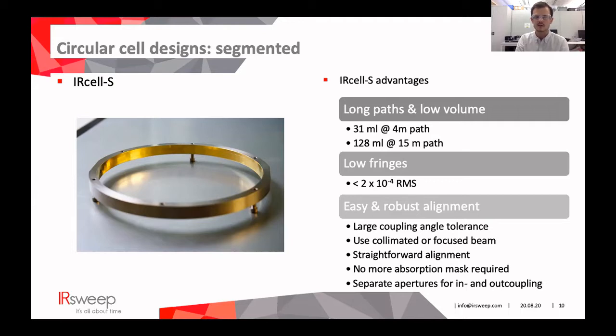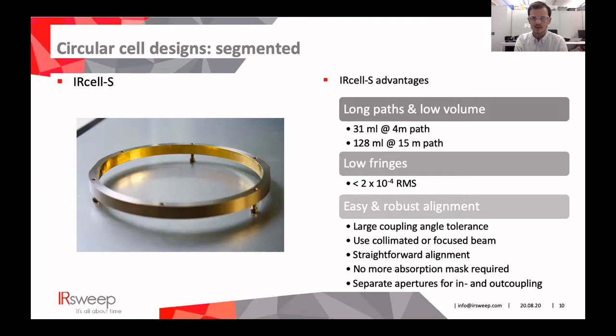The coupling angle tolerance is quite large. It's actually a large fraction of a degree, compared to something more like a milli-degree in the previous generation. Also, the tolerance on the numerical aperture of the in-coupling beam is relaxed. You can work with a collimated or a focused beam, whatever is more convenient for you. And the alignment is quite straightforward. We don't even use a red co-alignment laser anymore when we work with the IR, and it's really a matter of getting light through the cell. It's a matter of a few minutes, as we'll show live now.